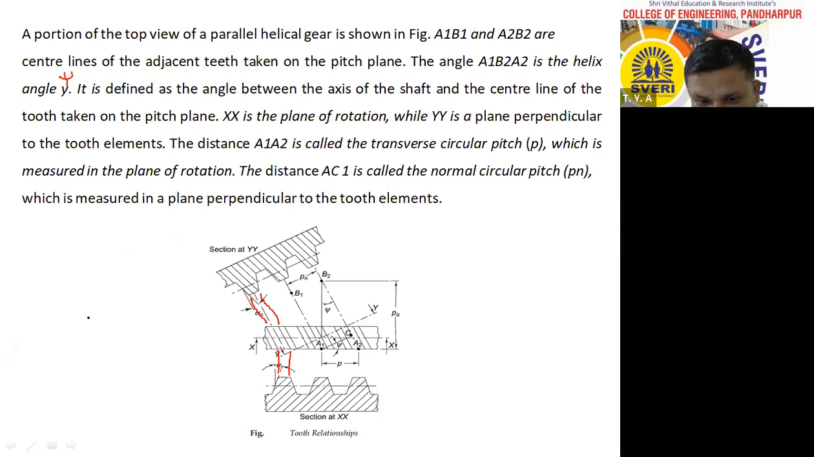Therefore, see that this angle is there, A1, B2, A2. Whatever this angle is there, this angle is nothing but psi angle. Psi is known as helix angle. It is defined as the angle between the axis of the shaft and the center line of the tooth taken on the pitch plane.